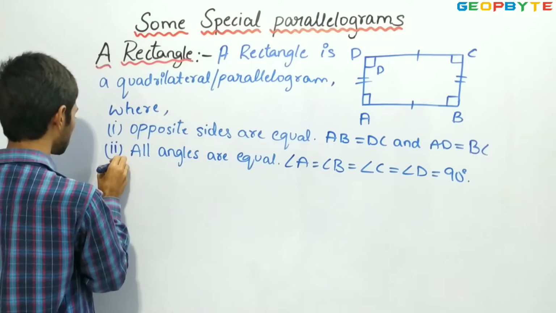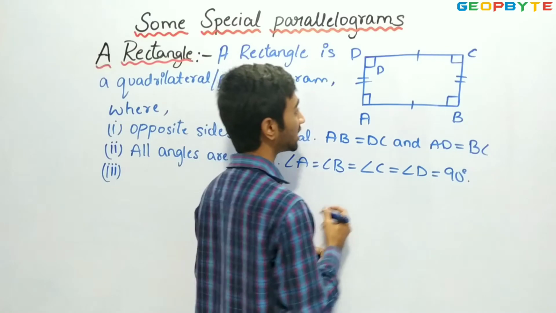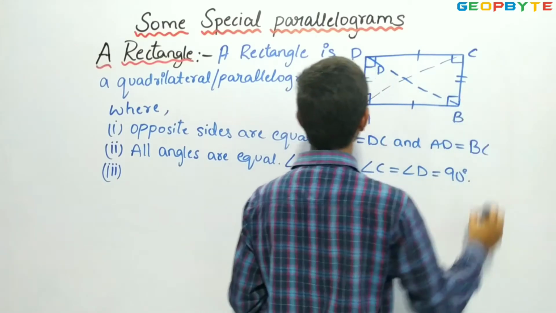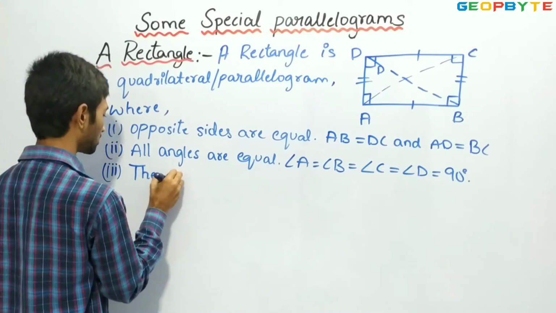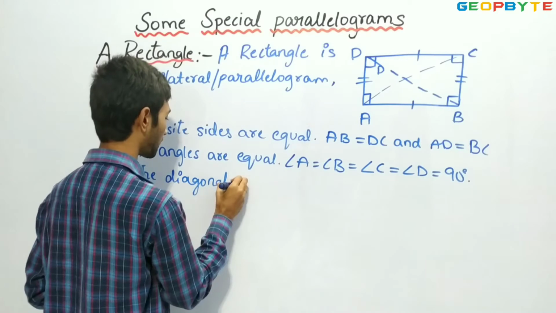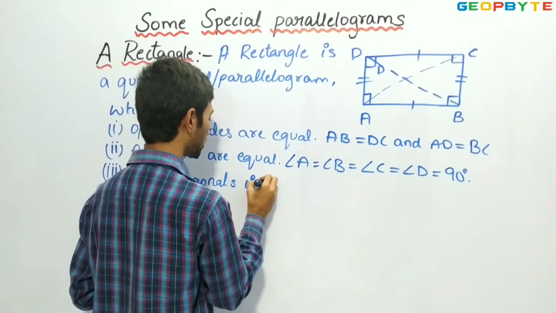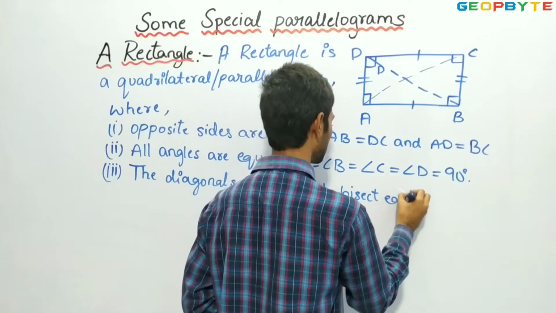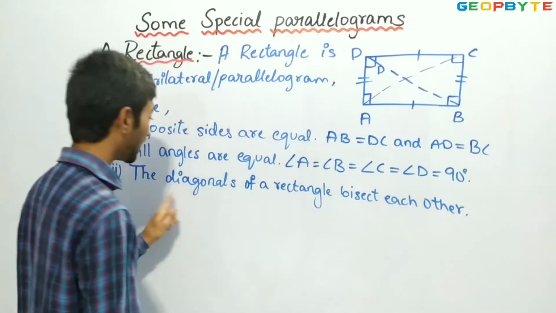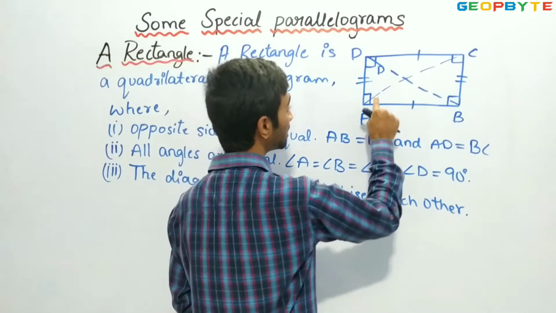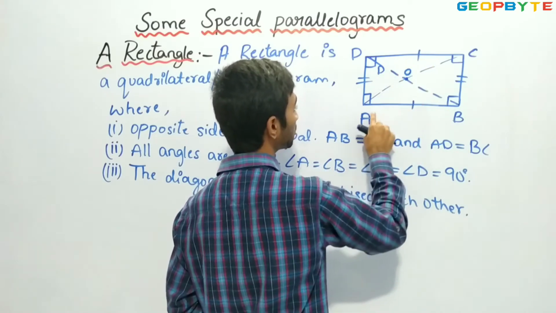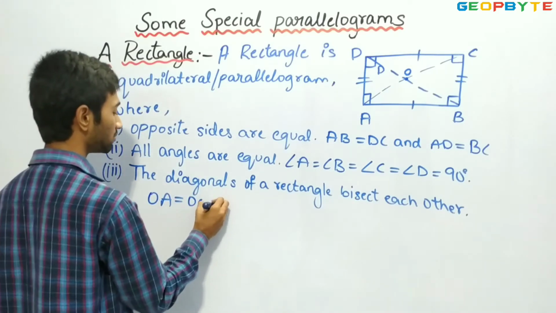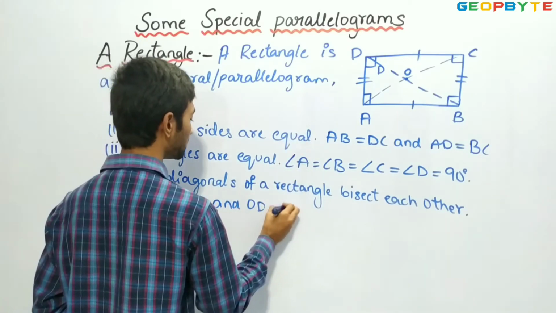Now next, now let us see diagonals. The diagonals of a rectangle bisect each other. The diagonals of a rectangle bisect each other. That means let this point of intersection be O. So AO will be equal to OC. So we will write OA will be equal to OC and OD will be equal to OB.